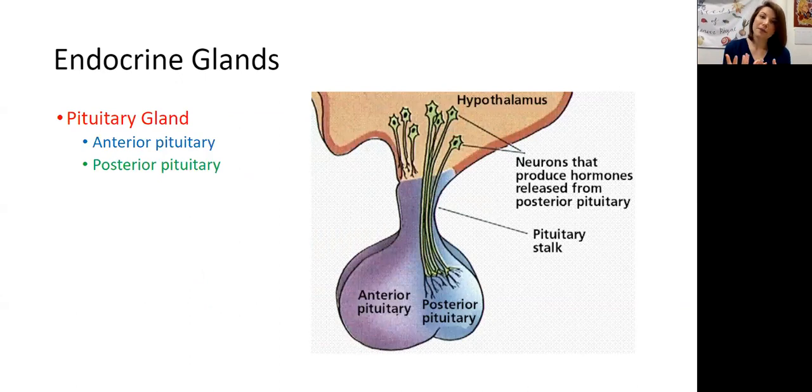And then off of the hypothalamus, there's the pituitary gland. And the pituitary gland has two parts to it. There is the anterior pituitary and there is the posterior pituitary. And these two different parts of the pituitary gland end up making different types of hormones.